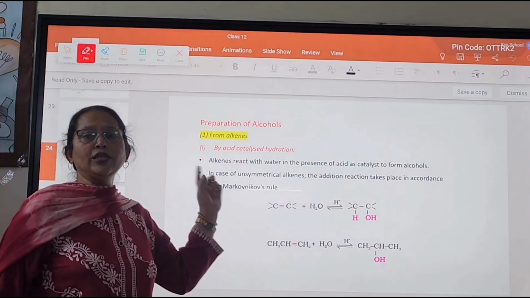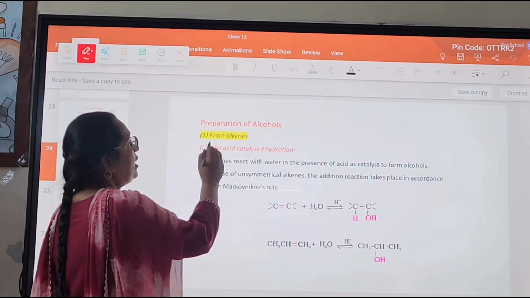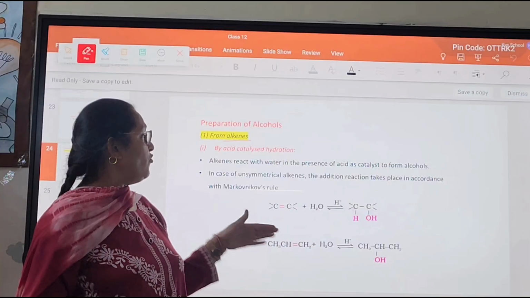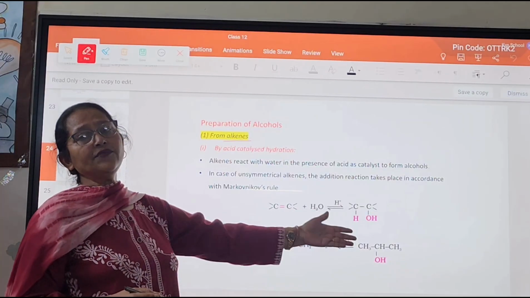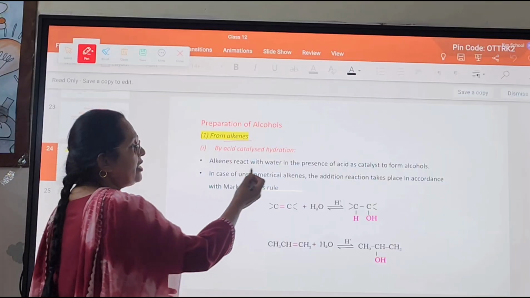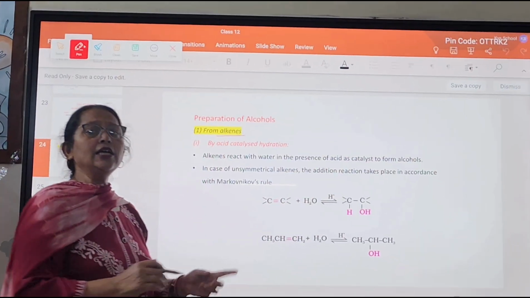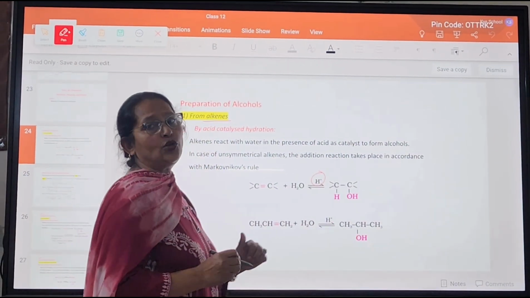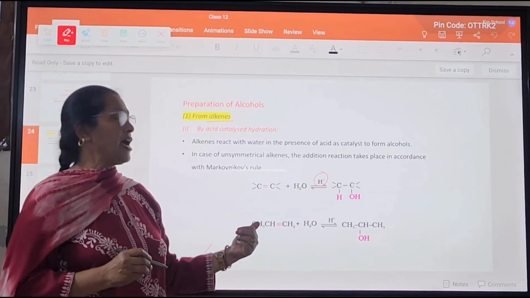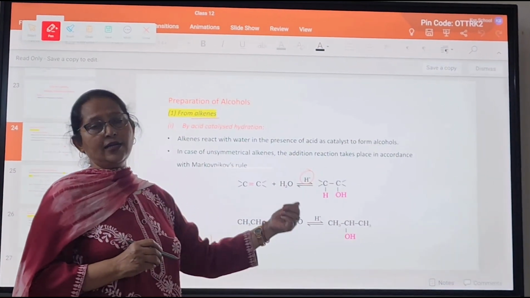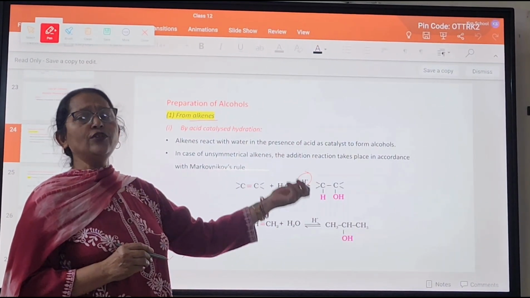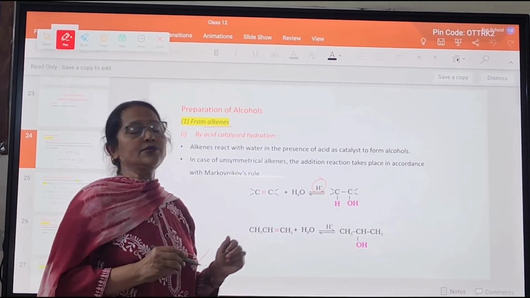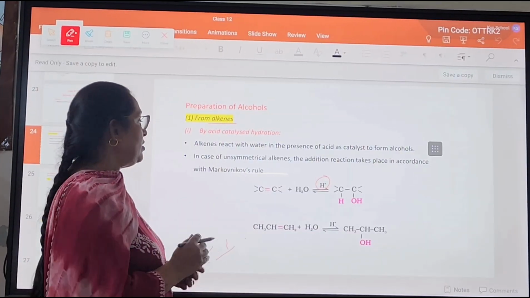The first method for the preparation of alcohol is from the alkene. As the double bond is present, the addition of water across this double bond gives us the alcohol. So alkene reacts with water in the presence of acid, which acts as a catalyst, and gives the alcohol. Since it is a reversible reaction, H+ ions are added, and a little amount of concentrated sulfuric acid is added to absorb this water and to avoid the reversible reaction.